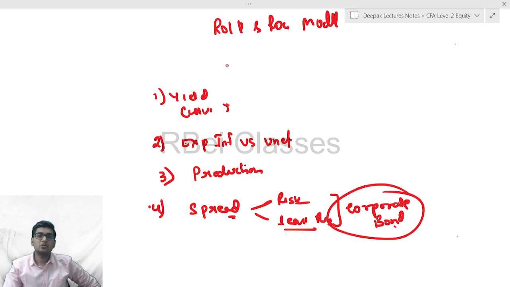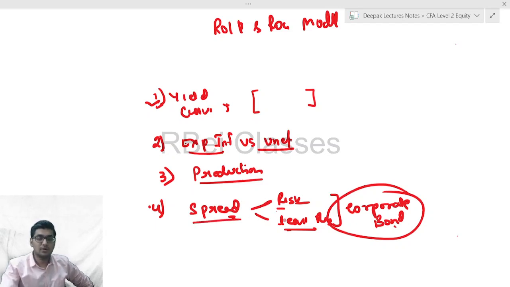Clear? So Roll and Ross suggested four factors: yield curve, that is the difference between the long term interest rate and short term interest rate, the difference between the expected inflation and unexpected inflation, industrial production, and the spread between the risky bond and the least risky corporate bond.